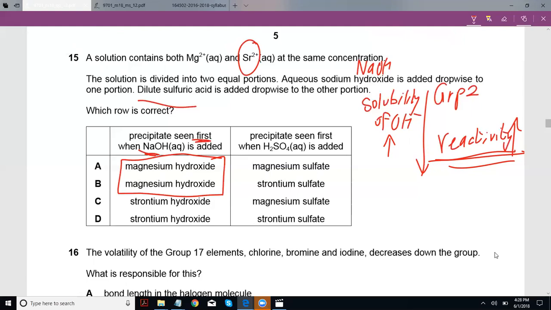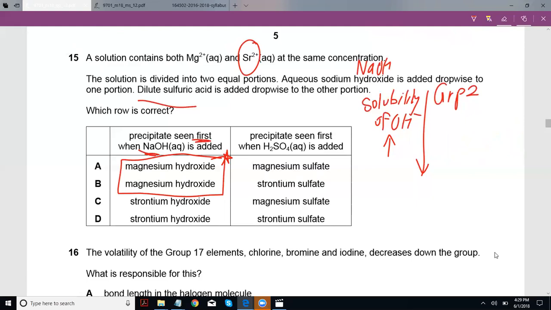Yeah, that too. Because solubility of hydroxides increases down the group, the more insoluble substance will form the precipitate the fastest, the most easily. So it would be magnesium hydroxide. And so in fact, we didn't have to link reactivity with this. We just had to link solubility.